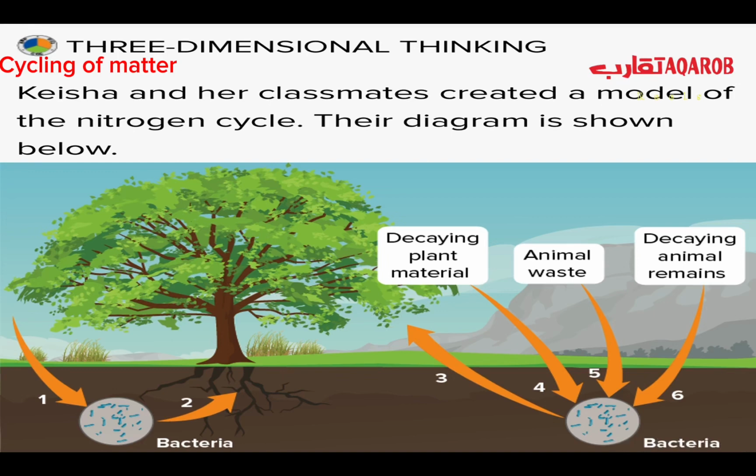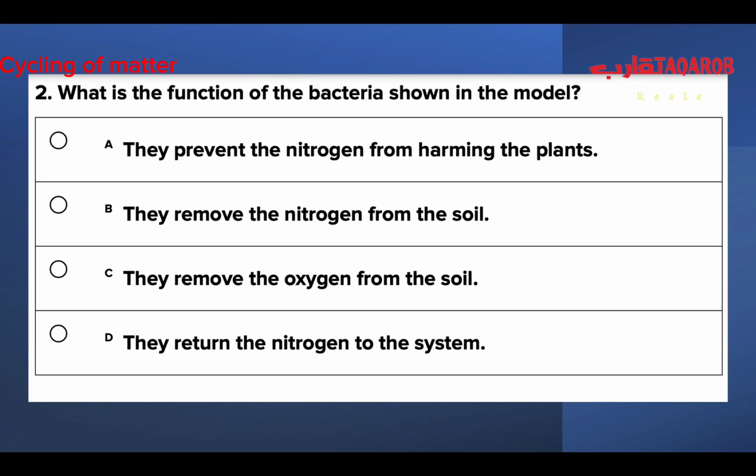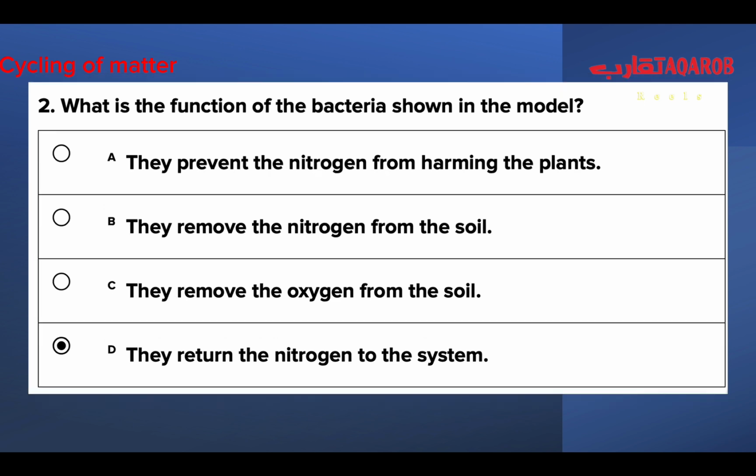Kayash and her classmates created a model of the nitrogen cycle. The diagram is shown below. What is the function of the bacteria shown in the model? They prevent the nitrogen from harming the plants. They remove the nitrogen from the soil. They remove the oxygen from the soil. Or they return the nitrogen to the system. What do you think? So the answer is they return the nitrogen to the system.